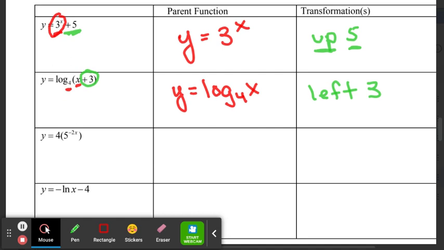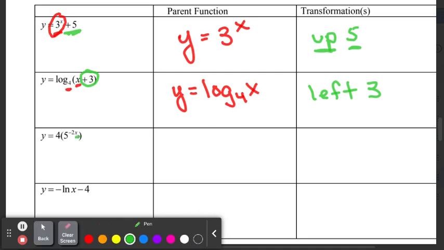Okay. I see the x's in the exponent. Now, the 4 is not part of the parent. This is the base, 5. Y equals 5 to the x is our parent function. So there's a lot of other numbers going on down here. Let's start in the parentheses, our little order of operations. The negative 2, there's actually 2 pieces to this. So when you negate the x value, you reflect over the y-axis.